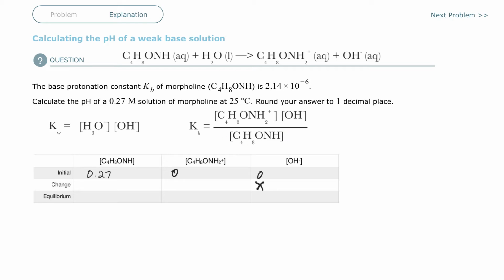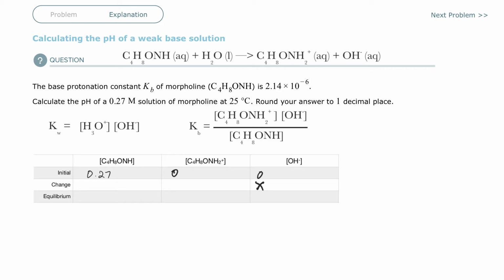So because of this, as soon as I get X, I know that X is hydroxide. This is a 1-to-1 relationship with this guy. This is also X, because if this is X, this is going to be X. Since it's 1-to-1, this is also X, but it's on the other side of the arrow, so this is going to be negative X.